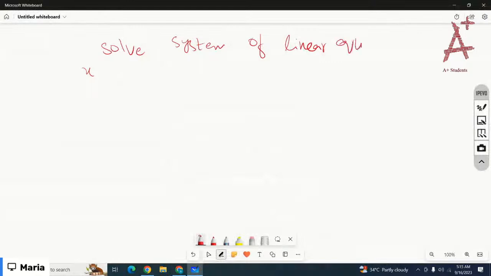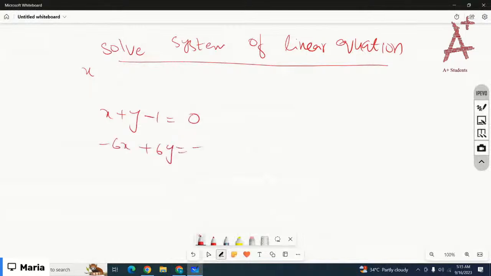Let me just write down the lesson name: solve system of linear equations, right? Let's just start with an example. The example is x plus y minus 1 equals 0 and negative 6x plus 6y equals negative 18. So you have to solve this equation.